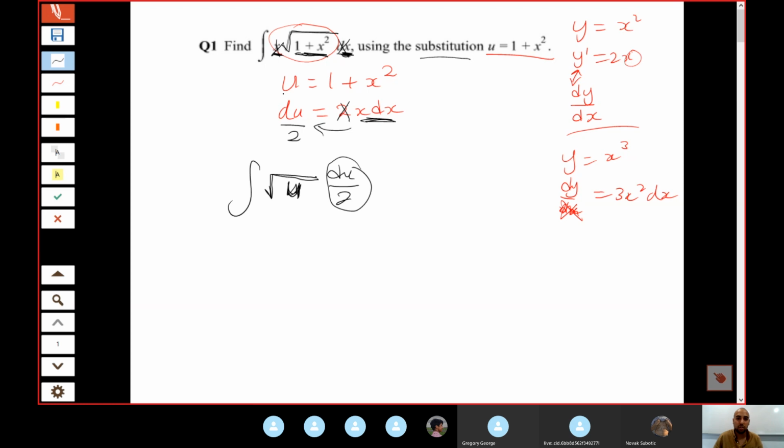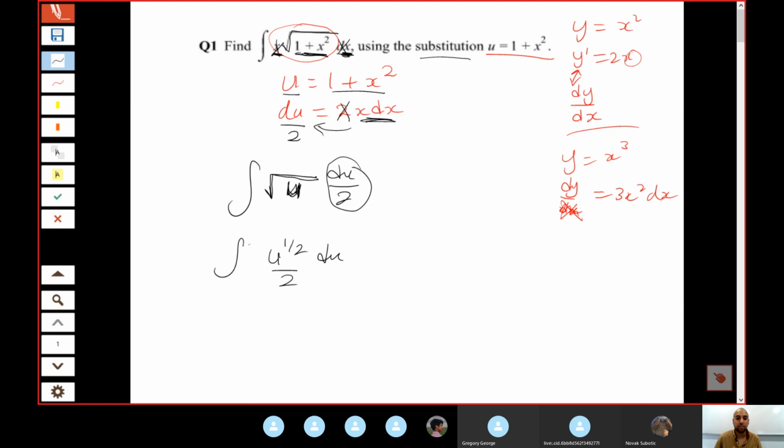Why do I write it as u? Because u equals 1 plus x squared. The whole point of substitution is that you're eliminating all your x's and replacing them with a different letter. In this case, it's u. Now, if I rewrite that a little nicer, you can integrate it because it's just u.